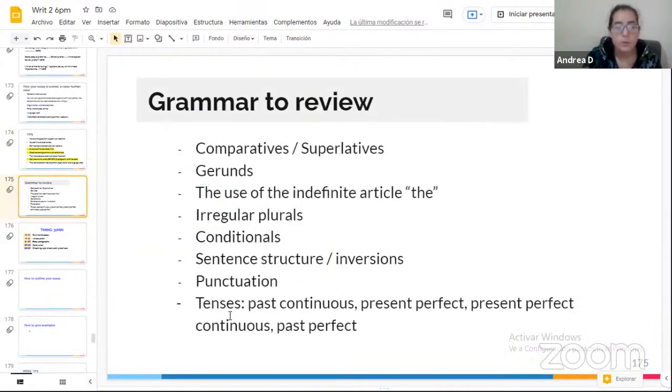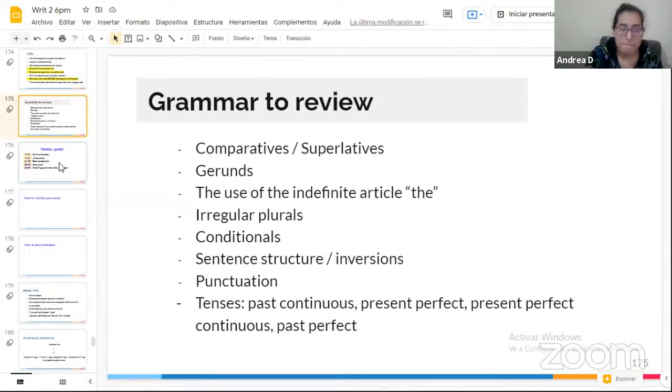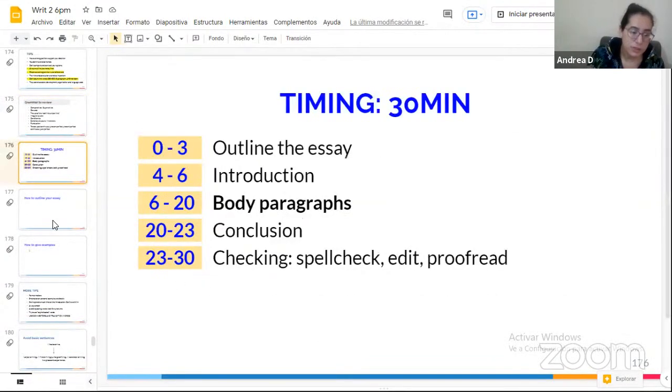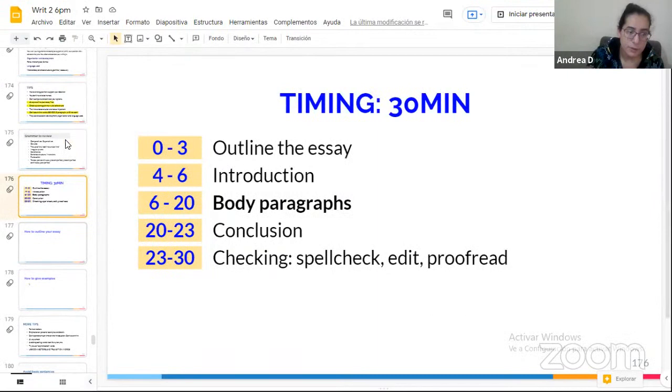Later, I'll tell you what grammar you can use or what grammar you can review that would be good if you can use in your essay. But for now, let's try to do it. Let's try to write an essay, look at an example.